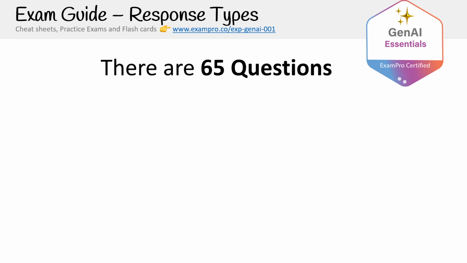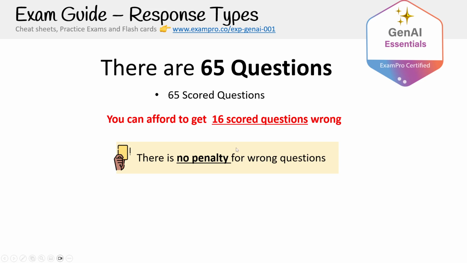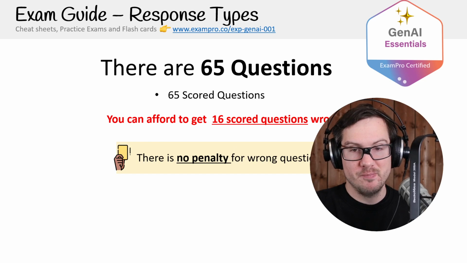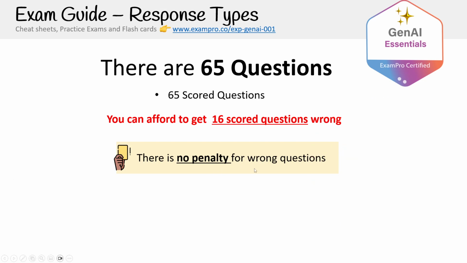For response types, there are 65 questions, 65 scored questions. You can afford to get 16 scored questions wrong. There are no unscored questions. Other exams do that. I don't do that in my exams. I think it's just stressful. I think people would rather just know exactly what they are getting and do that. There is no penalty for wrong questions.